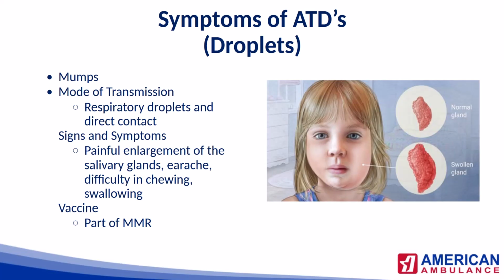Mumps is a viral infection, primarily spread through respiratory droplets and direct contact with an infected person's saliva or mucus. This transmission can occur when an infected person coughs, sneezes, talks, or shares utensils and cups with another person. Some of the hallmark signs and symptoms of mumps include swollen and painful salivary glands, particularly the parotid glands located near the ears, leading to puffy cheeks and a tender, swollen jaw. Other symptoms may include fever, headache, muscle aches, fatigue, and loss of appetite.